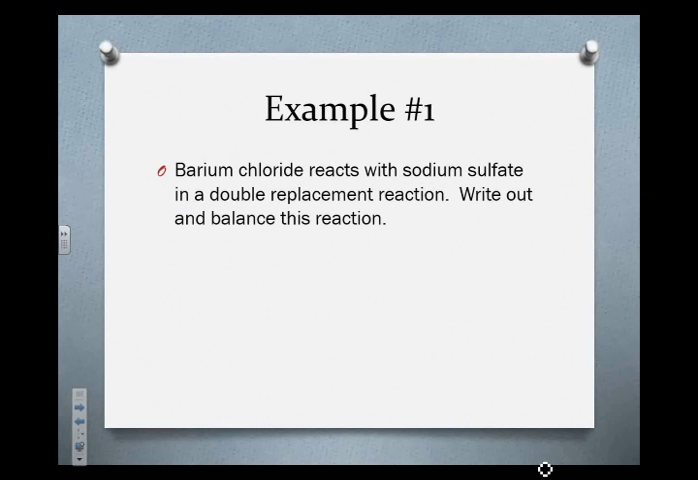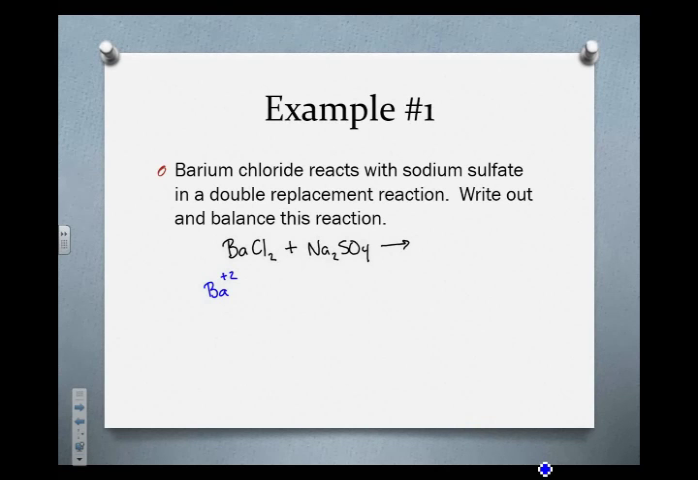Let's look at an example. Barium chloride reacts with sodium sulfate in a double replacement reaction. So I need to know that barium chloride is BaCl2 and that sodium sulfate is Na2SO4. And then my job here is to figure out what the products are. I'm going to think about these just in terms of their raw materials so that I don't get confused about how many of each I'm going to need in the products.